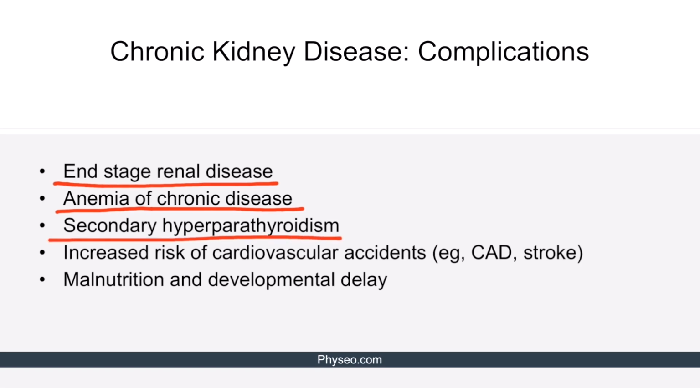Secondary hyperparathyroidism is another complication. It is an adaptive response of parathyroid gland in response to reduced calcium reabsorption in the kidney and resultant hypocalcemia. Chronic kidney disease patients are also at increased risk of cardiovascular accidents such as coronary artery disease and stroke. Other complications include malnutrition and developmental delay.